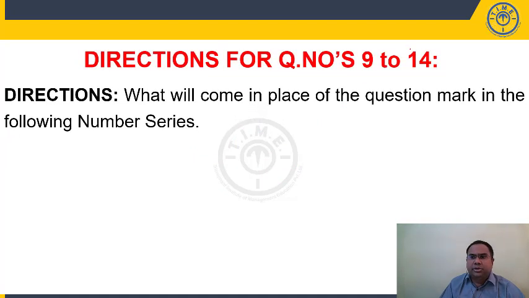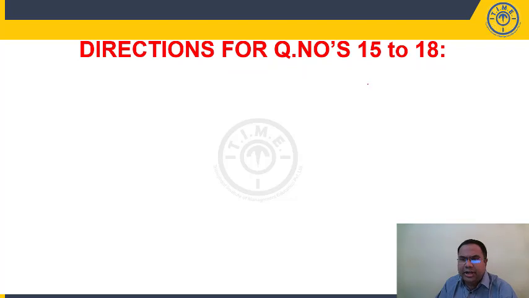So directions for question number 9 to 14. What will come in place of question mark in the following number series? So these are number series questions which we are discussing in your reasoning part of your paper. So also you can alternatively look at your solution. These are easy questions to understand. We are not discussing in this particular session, right? So let us take up question numbers 15 to 18.